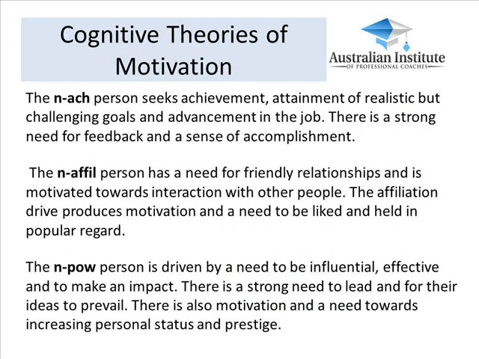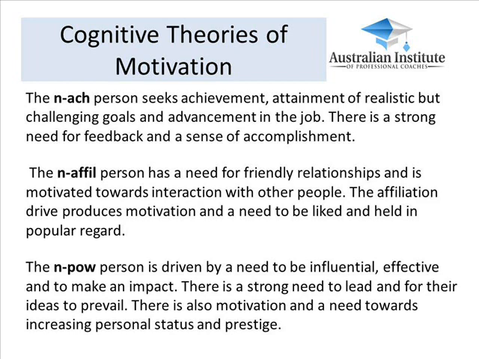Now, let's turn to the contribution of cognitive theories of motivation to the workforce. We're familiar with McClelland's theory about people's needs for achievement, affiliation, and power. Here's how this theory is applicable in the workplace. The NAch person seeks achievement, attainment of realistic but challenging goals, and advancement in the job. There's a strong need for feedback as to achievement and progress, and a need for a sense of accomplishment.